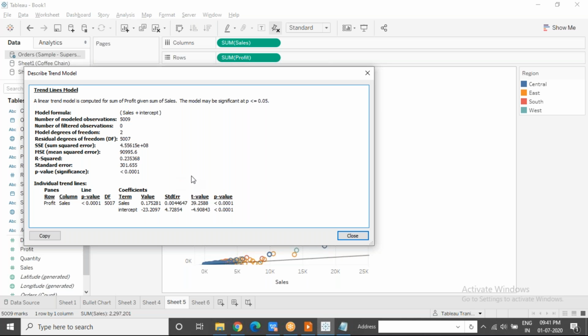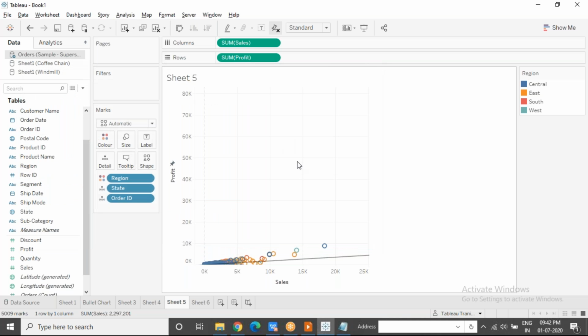These are all statistical concepts. If you want, you can take them, copy them, and send it to your data science team for further analysis on the data. But from Tableau's perspective, this is as much as we do. As a Tableau developer, this is as much as we do. All right, so that brings us to the end of our discussion on scatter plots.